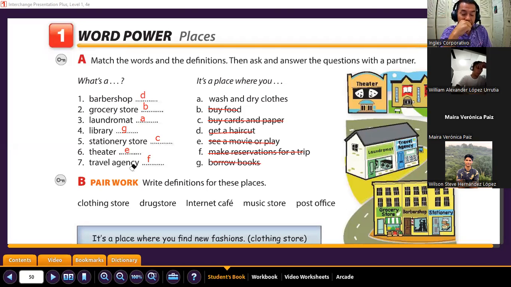It's a place where you pupusas. Where you eat. Eat pupusas. Oh, buy pupusas, right? Very good. You buy pupusas. Thank you very much. Now, next one. Let me see. Diana, please. What's a bank?